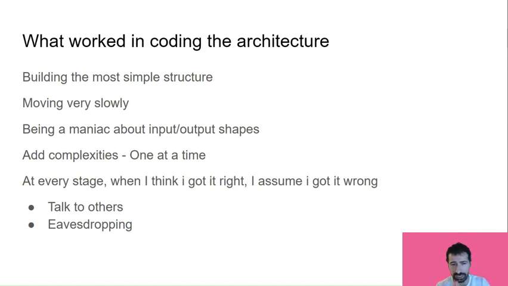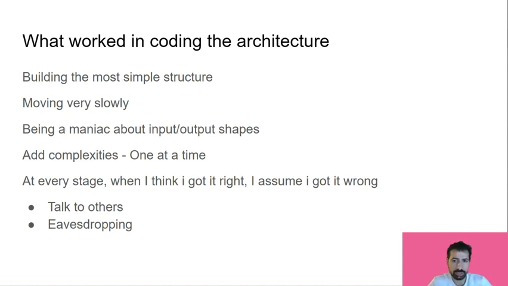I was being really a maniac in understanding the shapes of the input and the output of each unit of the transformer block. I was moving very slowly because I really wanted to get this right, sometimes doing calculations by hand just to make sure I understand how the shapes are changing and resizing. And every time I felt it was working, I would add a level of complexity one at a time. Add a level of complexity, test it out, make sure everything is working, no bugs, no errors, and then add a new one.